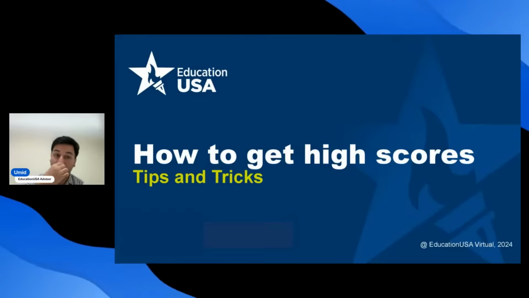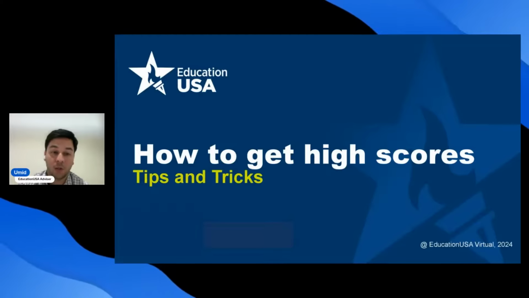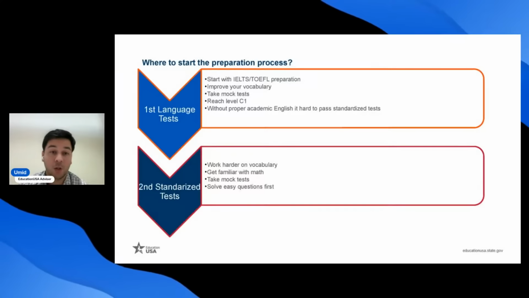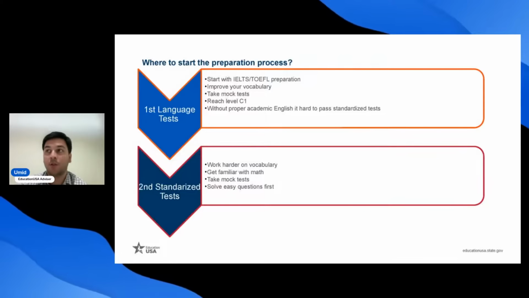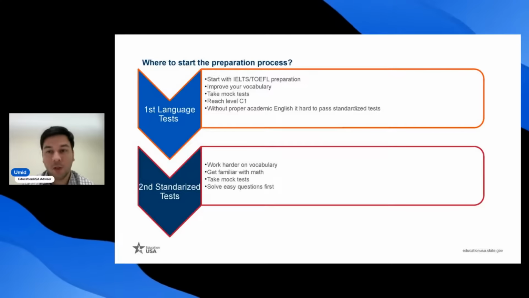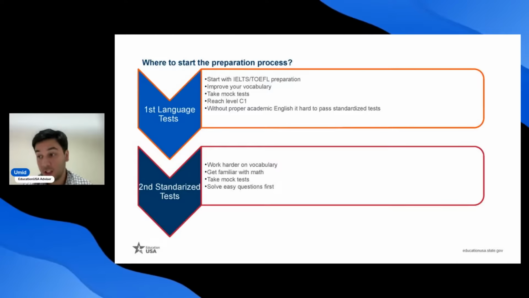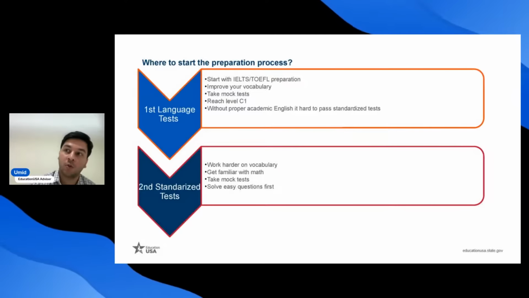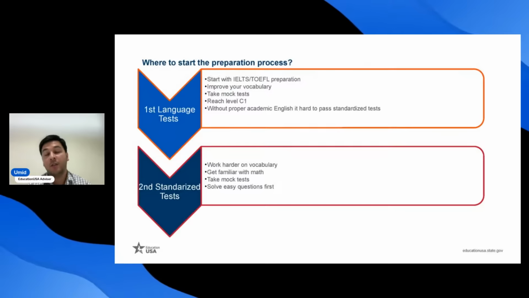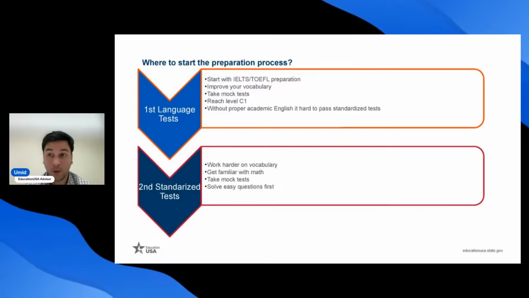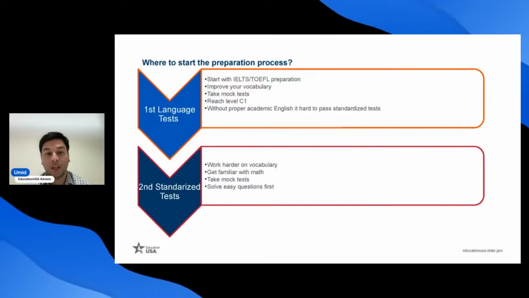So, how do you get high scores, and where do you start your preparation? If you're an international student and have zero knowledge of English, or let's say a very low level of English, I suggest you start by improving your language. First, you need to take IELTS and TOEFL.